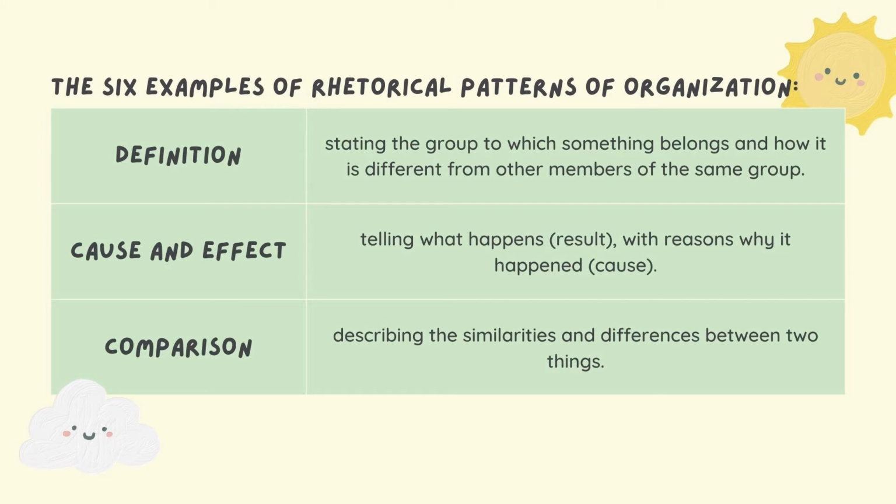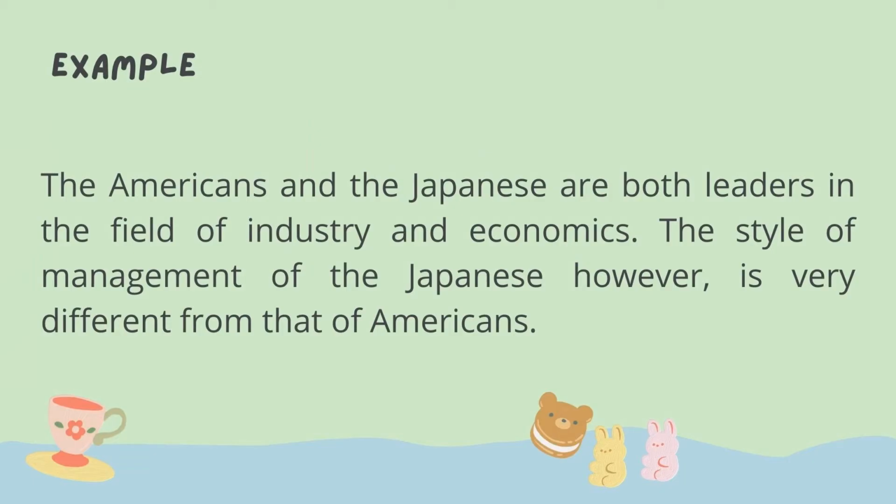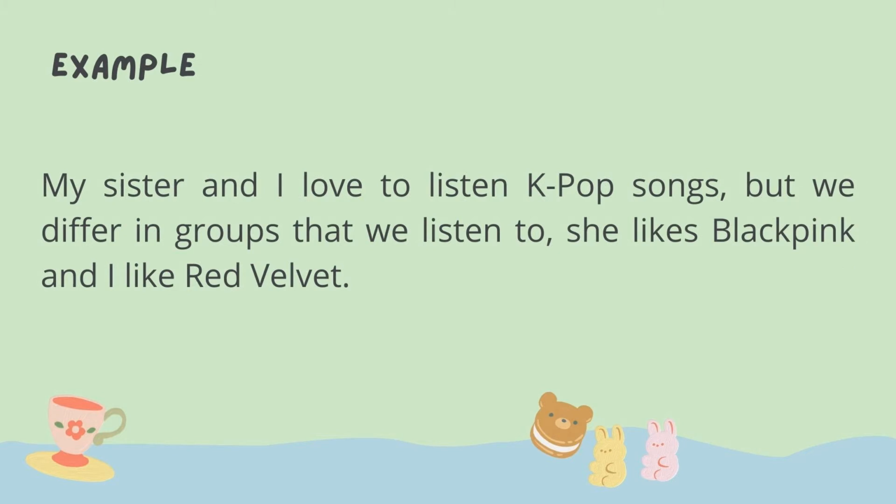Next, comparison. Describing the similarities and differences between two things. Example, the Americans and the Japanese are both leaders in the field of industry and economics. The style of management of the Japanese, however, is very different from that of Americans. Here you are comparing Americans and Japanese. You stated first their similarities, and as for the second sentence, you stated their differences.